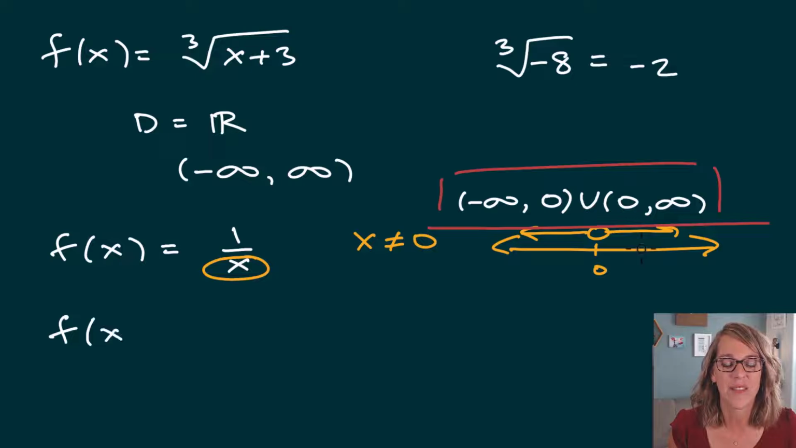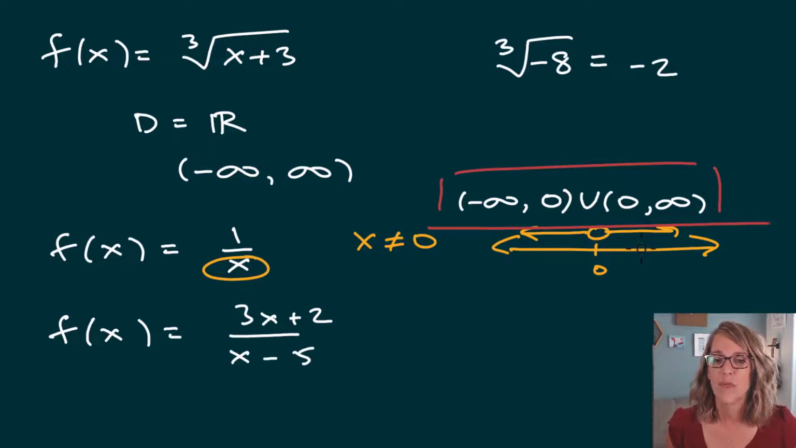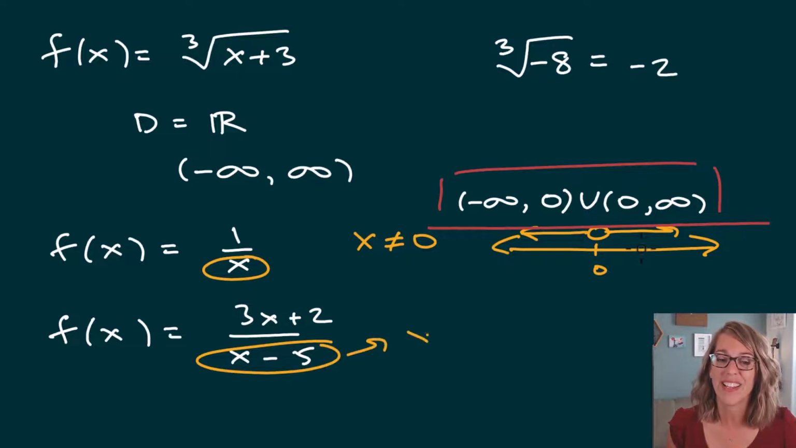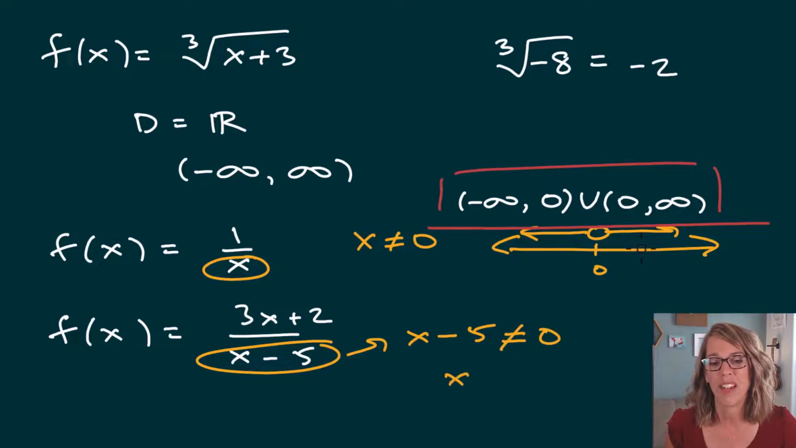So let's say that we've got f of x is equal to (3x plus 2) divided by (x minus 5). So I'm just going to take that denominator and say that that denominator cannot equal 0. x minus 5 cannot equal 0, which means that x cannot equal, if I add a 5 to both sides, cannot equal 5.